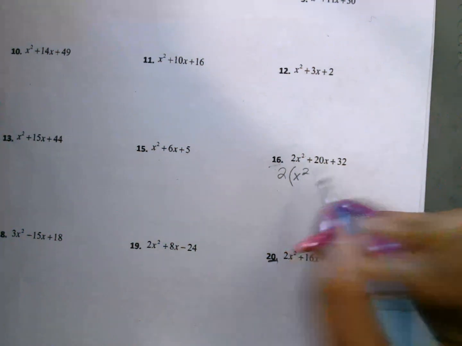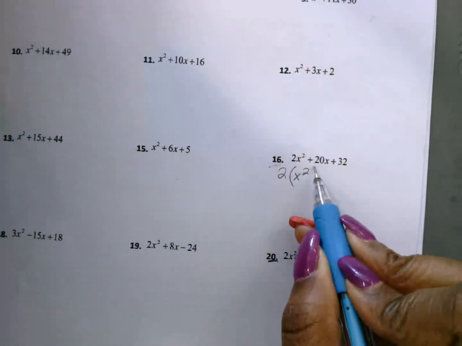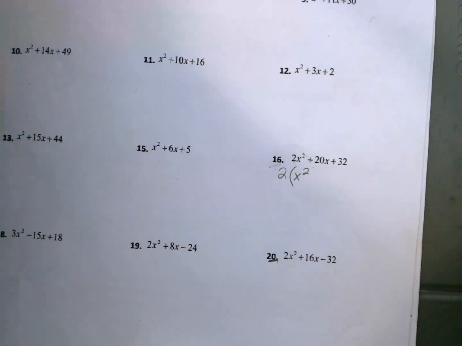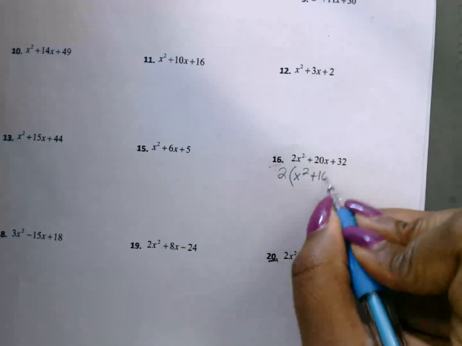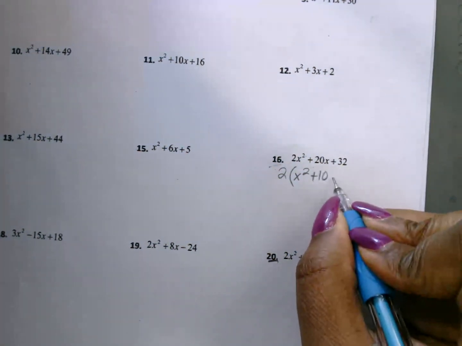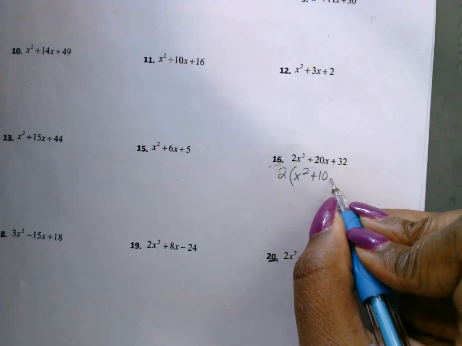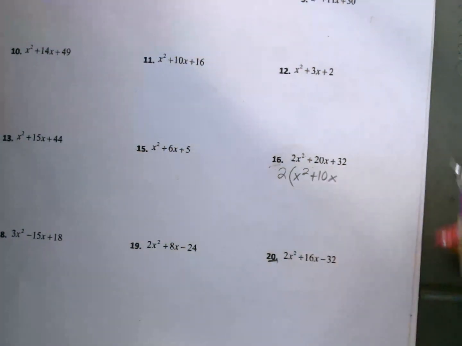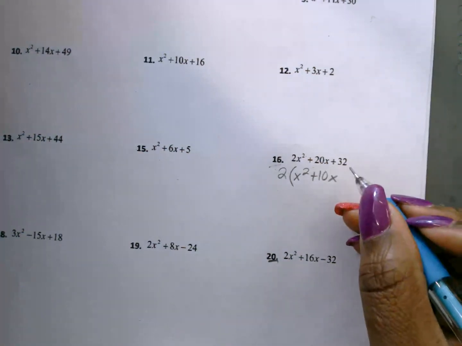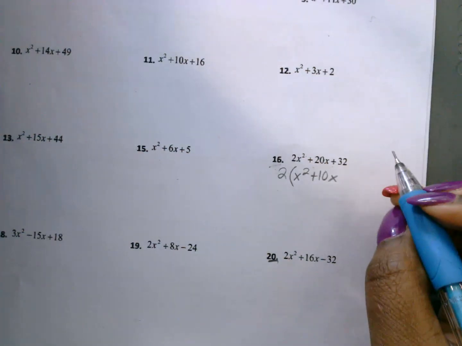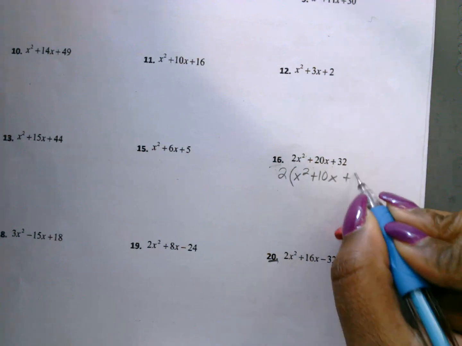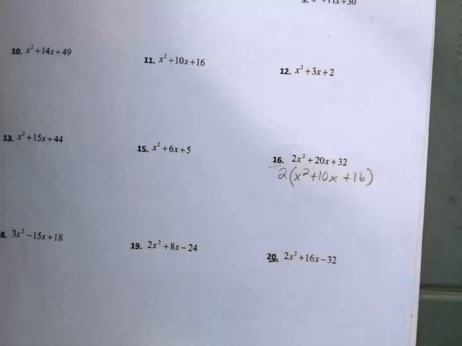X squared. What times 2 is going to give me 20x? 10x. And then what times 2 is going to give me 32? Divide, y'all. Come on. 16. Okay. So now I can factor the middle.